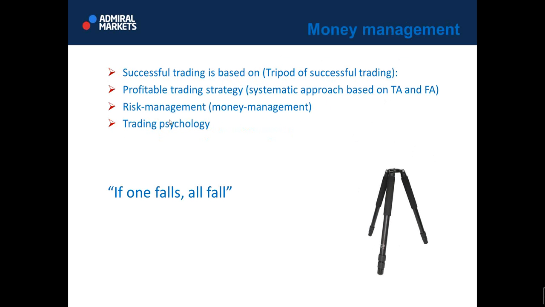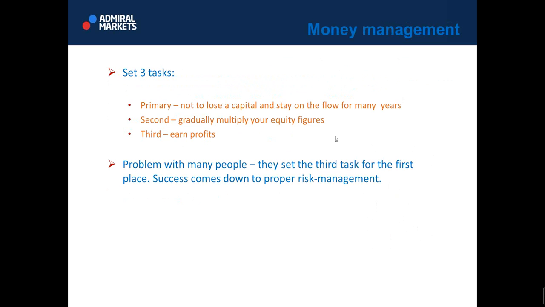So don't let one leg fall apart. All three of them should be stable, standing firmly on the ground. Of course, no need to remind you, you should always set three tasks: primary, secondary, and third. First, not to lose capital and stay on the floor for many years. Then gradually multiply your equity, and the third thing is to earn profit.